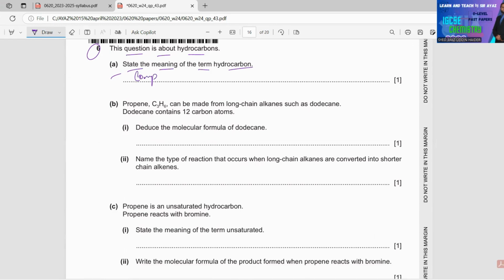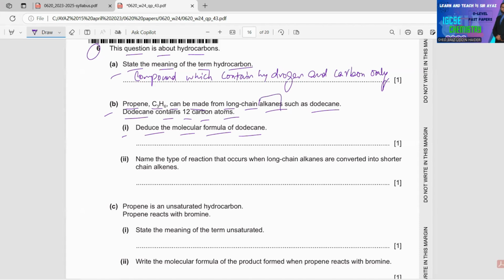Compounds which contain hydrogen and carbon only. B. Propene, C3H6, can be made from long chain alkanes such as dodecane. Dodecane contains 12 carbon atoms. 1. Deduce the molecular formula of dodecane.